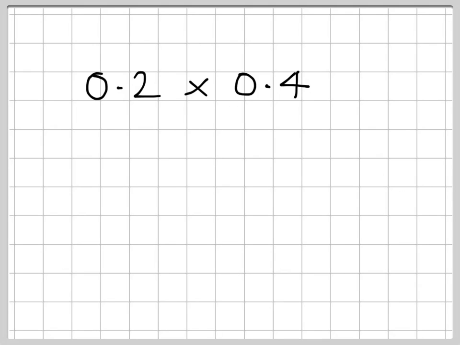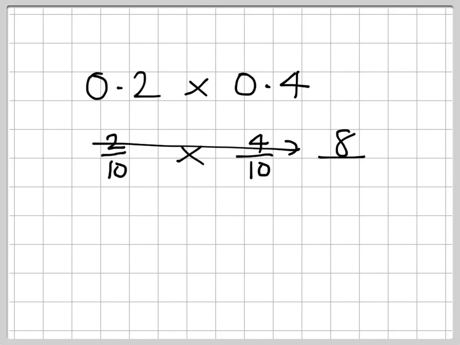Moving on to some more complicated ones. Here, 0.2 would be 2/10, 0.4 would be 4/10. So again, times them together. The top makes 8, the bottom makes 100. Converting that, let's try units, tenths, hundredths. We've got 8 hundredths. We put an 8 here, filling in our placeholders, you get 0.08.